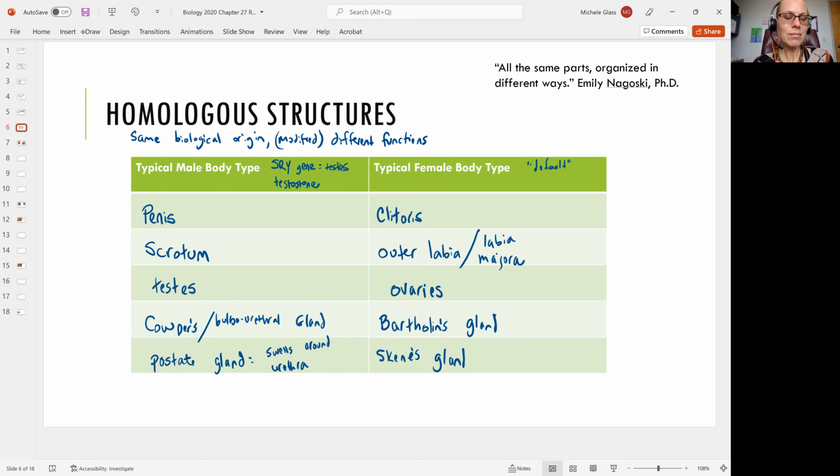So in a book written by Emily Nagoski, she's a sex scientist, her book is called Come As You Are. She has this phrase that she's using throughout the text saying, all the same parts organized in different ways. And so that's what we're seeing here between these classically typical male body type and classically typical female body type.